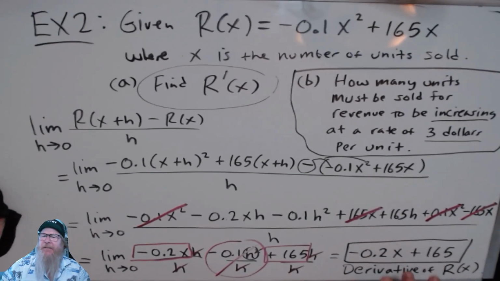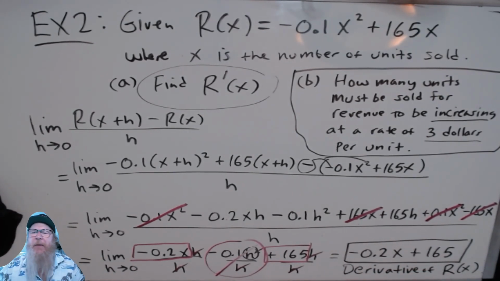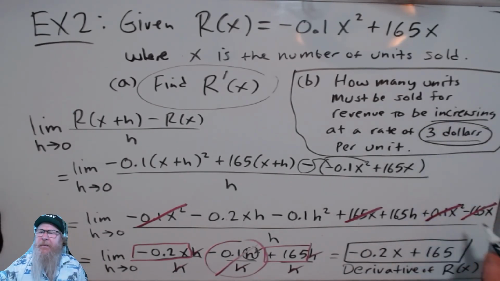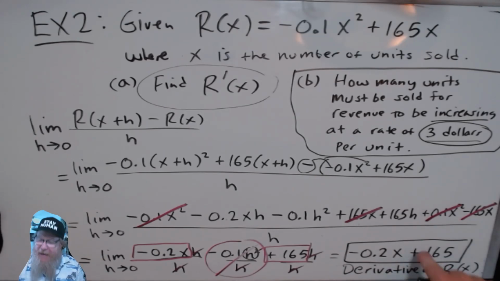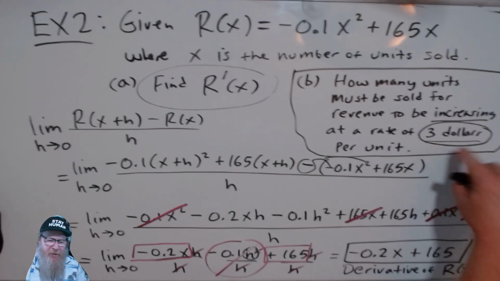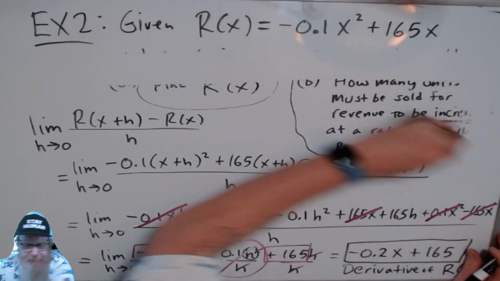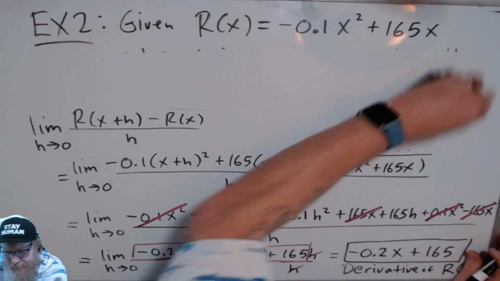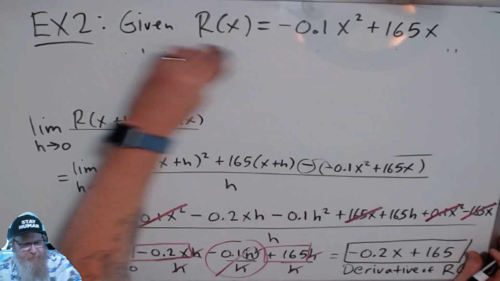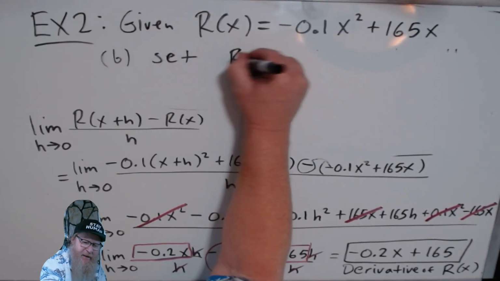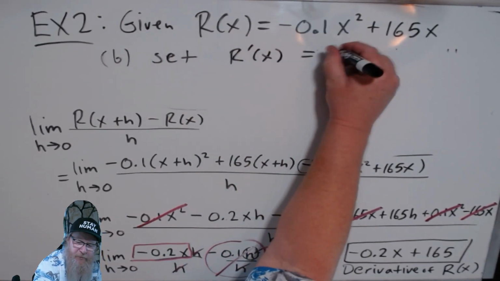Now, what's cool about this is because we did it this way, sort of the open-ended way, we don't really know what x is. X is a variable value, right? Now I can solve this by taking this equation and setting it equal to 3. So for part B, set r prime of x equal to 3.